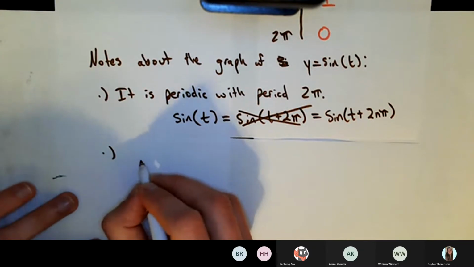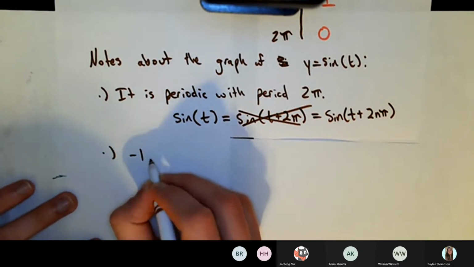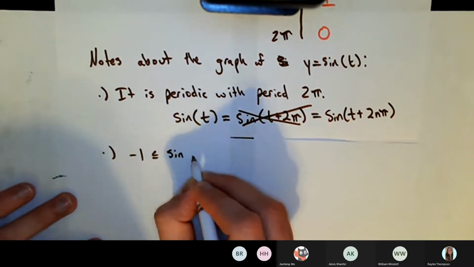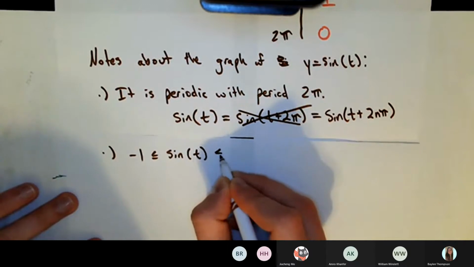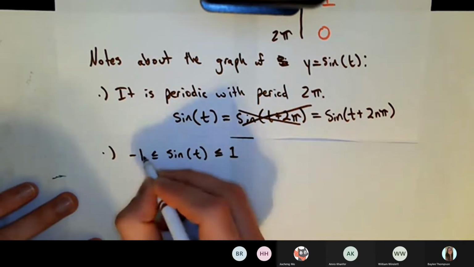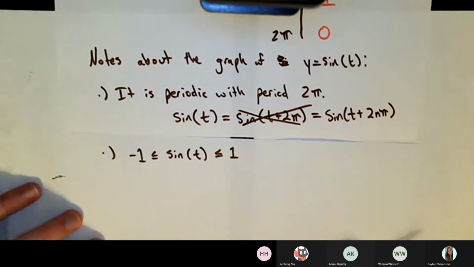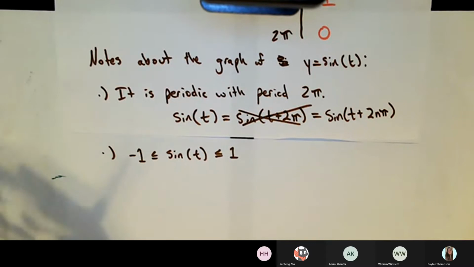It's also bounded, just like cosine. So I'll just sum that up as saying that sine of t is bounded between negative 1 and 1, just like cosine was, right? Its output is bounded between negative 1 and 1.